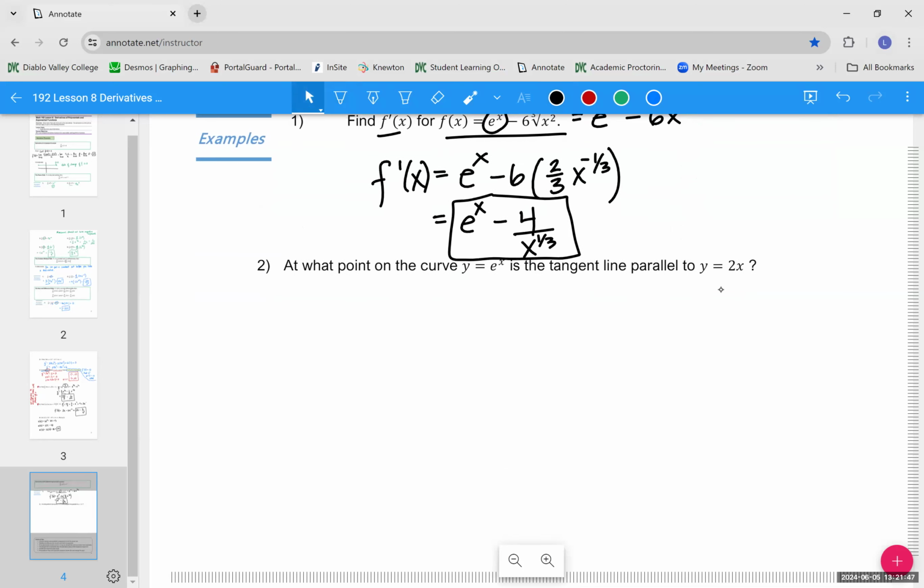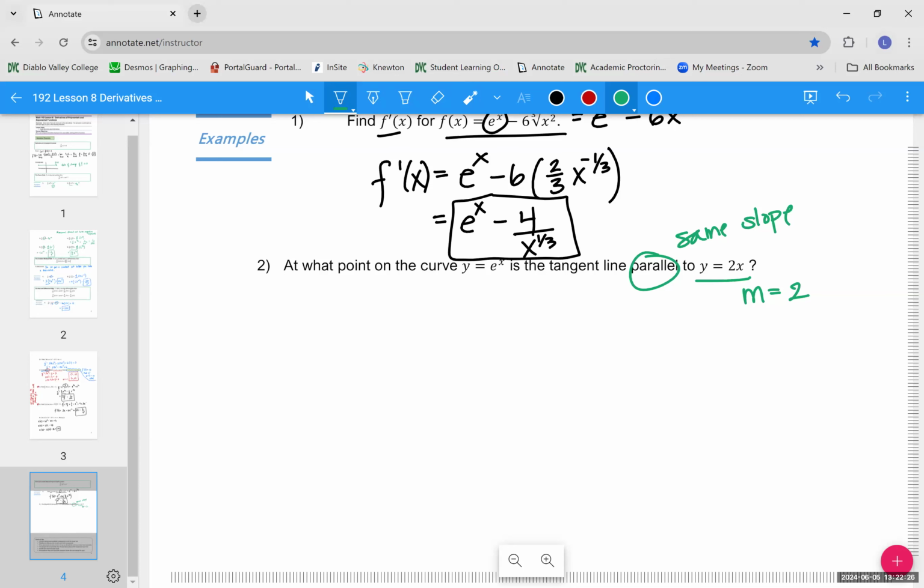All right, and then our last example has a similar question. We dealt in earlier with a horizontal tangent line, and that meant the slope was 0, so the derivative was 0. This time we're asking about a tangent line that's parallel to this line. So parallel lines have what kind of slopes? And what's the slope of this line? So I want a tangent line that has a slope of 2, which means I'm going to take the derivative and I'm going to set it equal to 2.